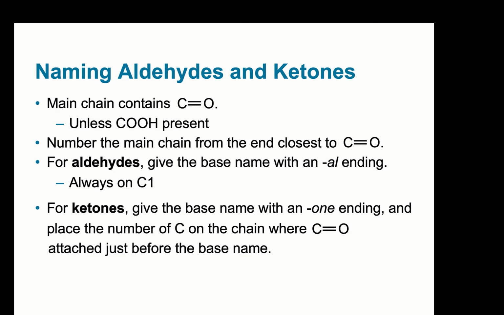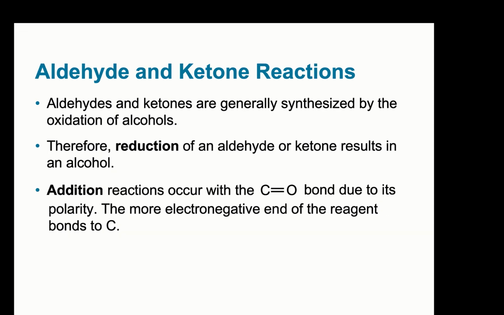Naming them, I already mentioned that as well, has to have the C double bond O, except for the carboxylic acid. That's a different group. So it's C double bond O without the OH on it. For aldehydes, you give the al, and for the ketones, you give the one. And for the reactions, you usually get them from alcohols, and you can reduce them as well to form an alcohol.